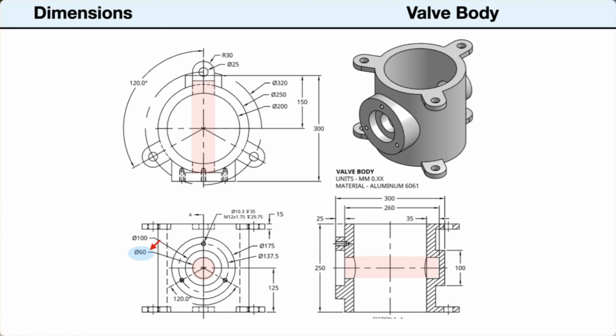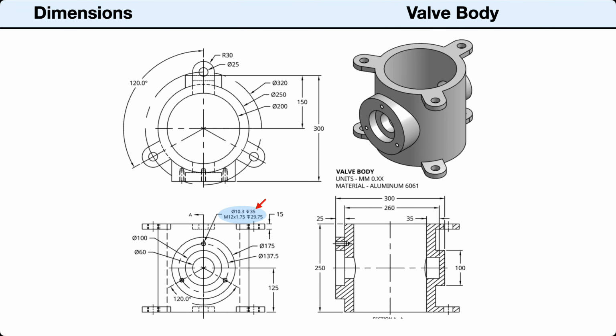Concentric to that is a shaft hole with a diameter of 60 millimeters. This hole has an overall length of 260 millimeters, ending in a blind hole in the boss on the opposite side. Concentric to the shaft hole, there are 3 retainer plate screw holes. They are located on a centerline circle with a diameter of 137.5 millimeters. This makes the distance from the center of the boss 68.75 millimeters. They are evenly spaced at 120 degrees.